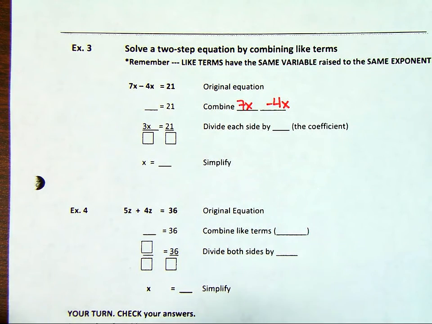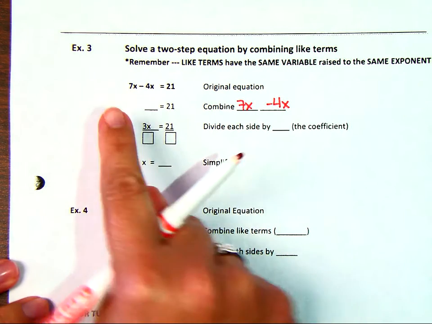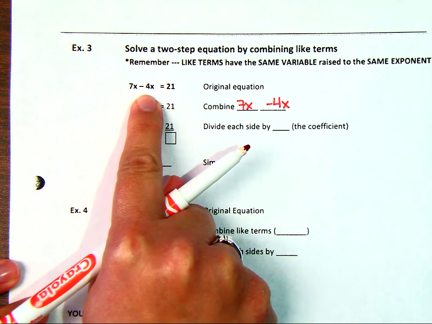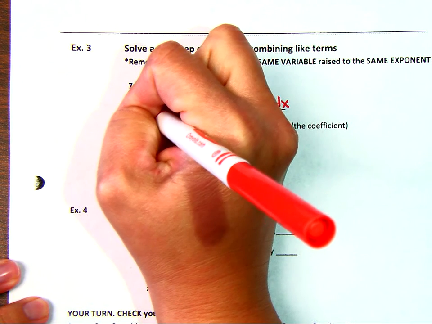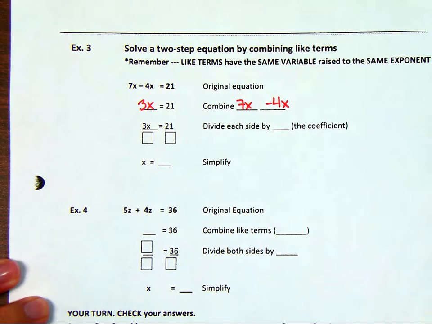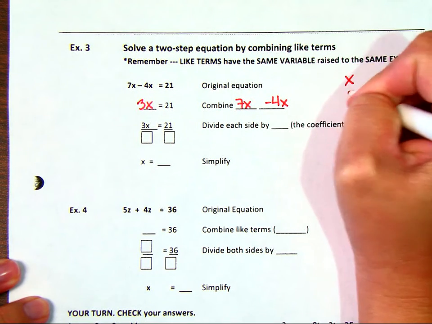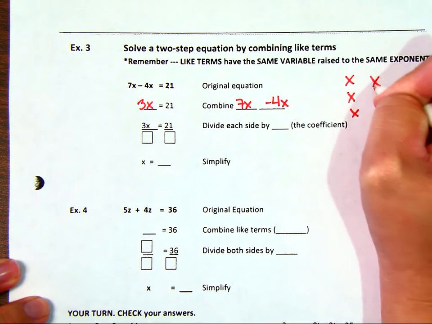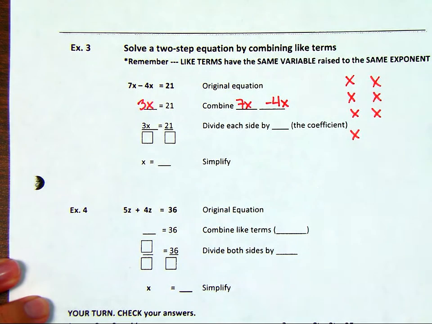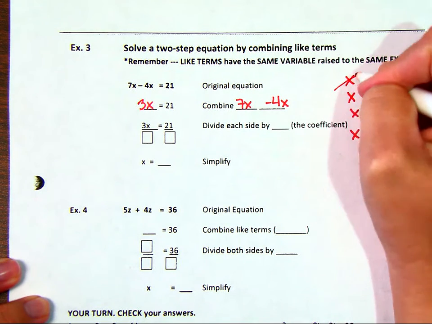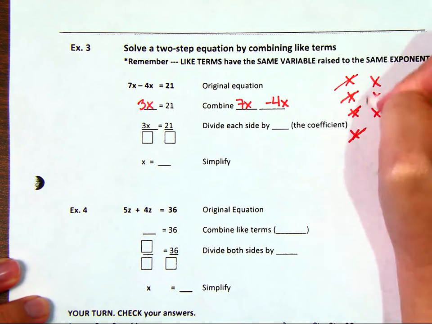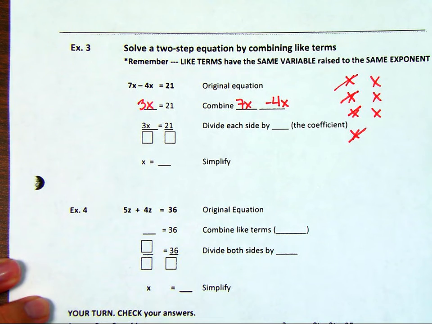Now you can think about this visually. If you have 7 x's, you could take away 4 x's. That would give you 3x. So again, if you had 7 x's, 1, 2, 3, 4, 5, 6, 7 x's, and you took away 4, subtracting means taking away, 2, 3, 4, you could see that we'd have 3 x's left.